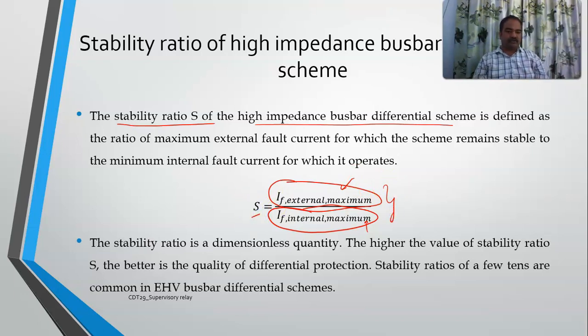This is a dimensionless quantity, and the higher the value, the better the quality of the differential protection, which means that it is capable of detecting very minute magnitudes of internal faults, and it is capable of withstanding large amounts of external faults also. Normally the stability ratio will be of the order of 10 to 100. So the higher it is, the better is the protection. It is an indication of improved protection schemes.